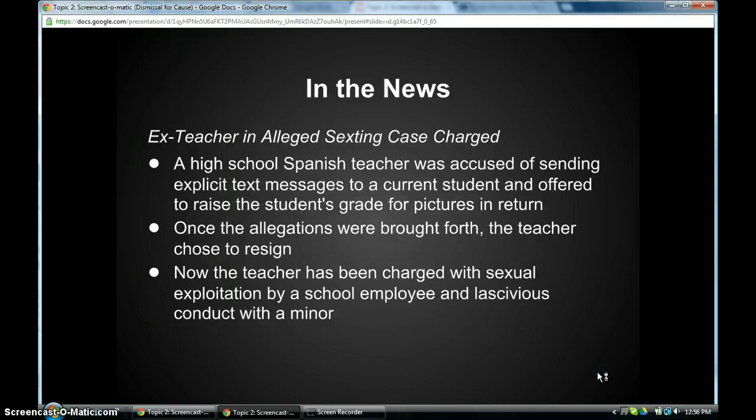The next case was from an article titled "Ex-Teacher in Alleged Sexting Case Charged." A high school Spanish teacher in Council Bluffs, Iowa was accused of sending explicit text messages to a current student and offered to raise the student's grade for the pictures. Once the allegations were brought forth, the teacher chose to resign. Now the teacher has been charged with sexual exploitation by a school employee and lascivious conduct with a minor.